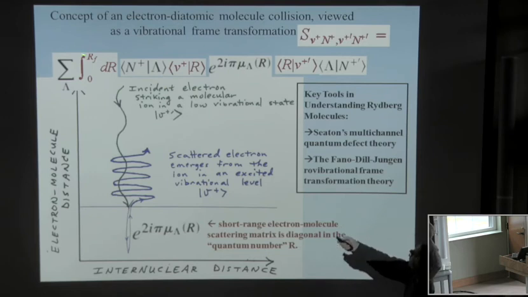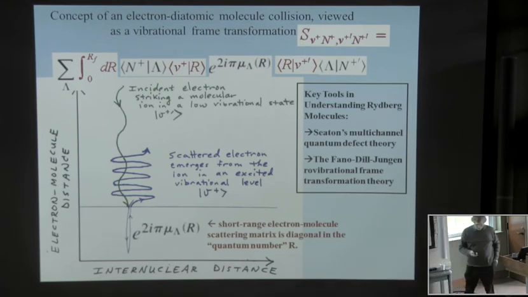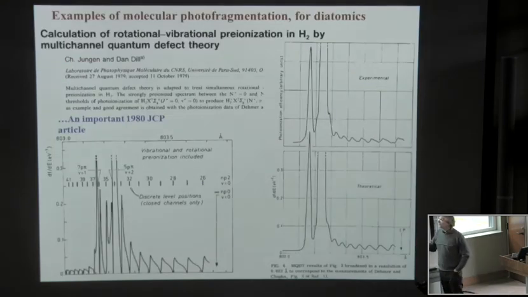And so this S matrix formula is just the linear combination of all the indistinguishable pathways, which comes down to an integral over R and a sum over the lambda values, and these frame transformation matrices. So this is all pretty simple. It's been applied for decades now.